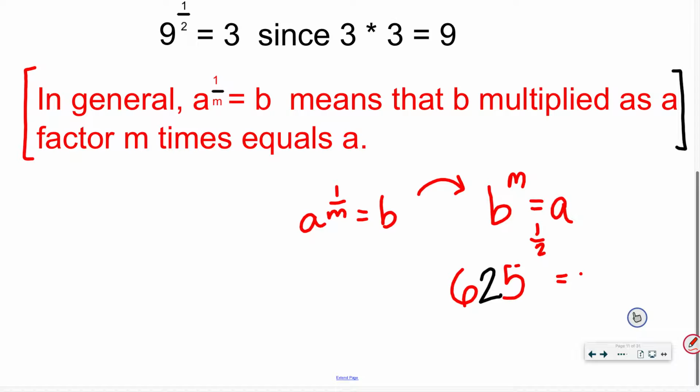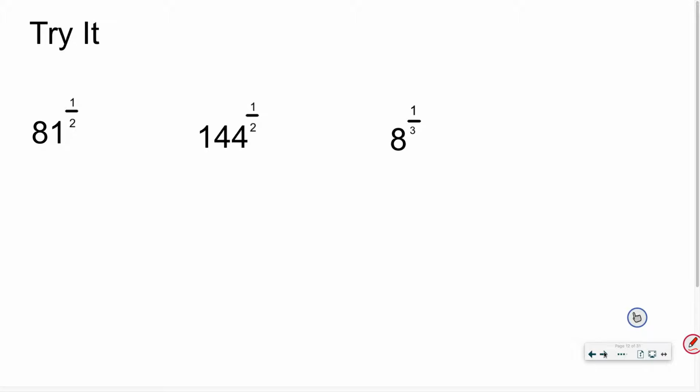Yeah, this would be 25 because 25 squared is 625. Okay, you'll see some practice problems for this, but we're going to try a few. 81 to the 1/2, what is it? 9. 144 to the 1/2? 12, oh, we did this one already. 2.